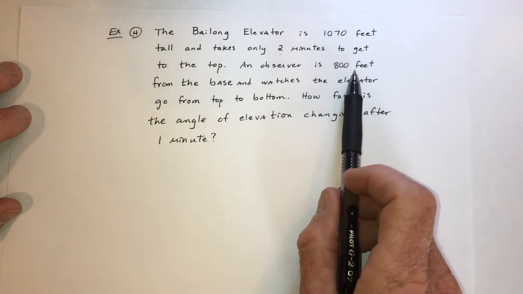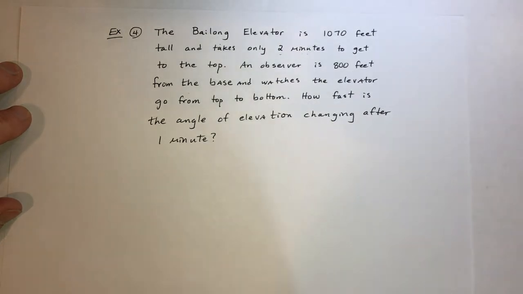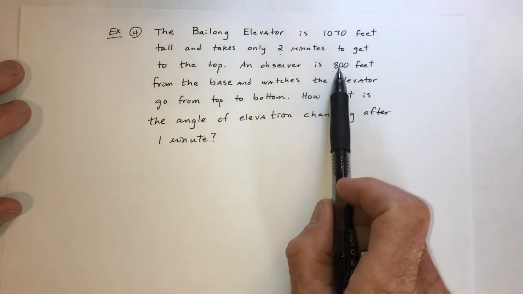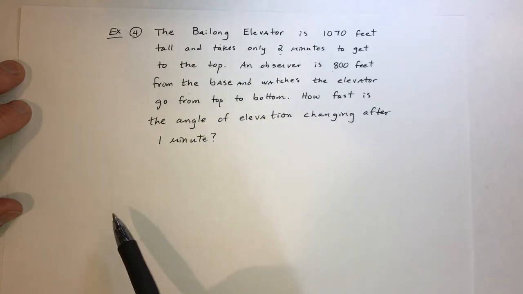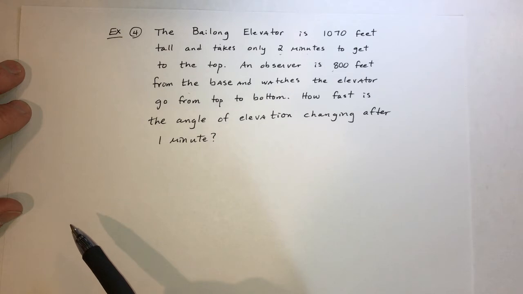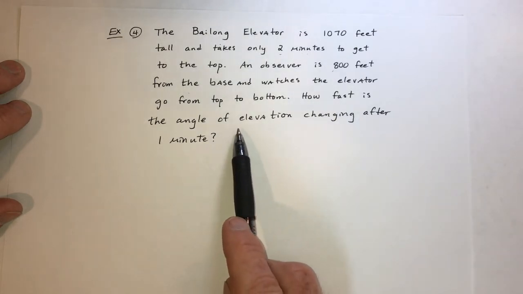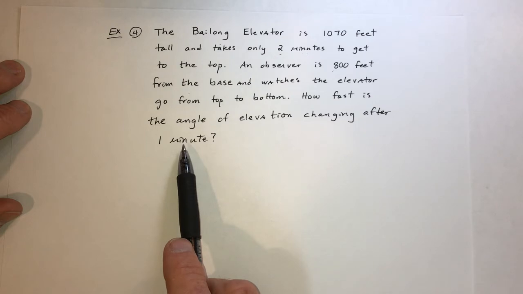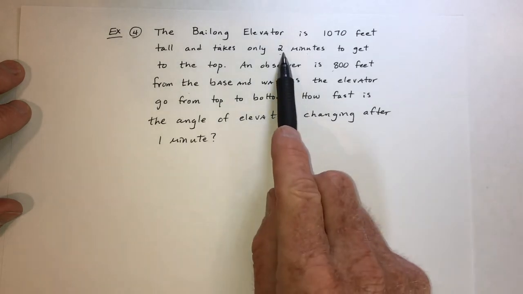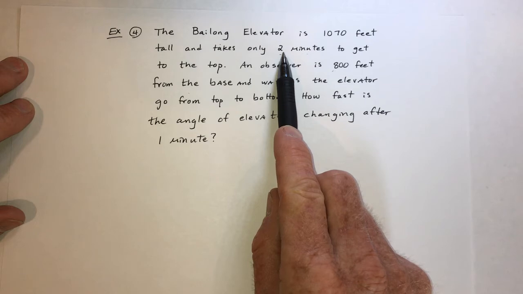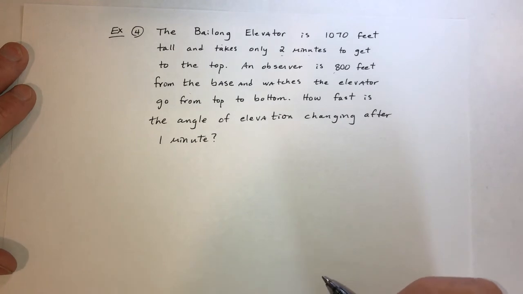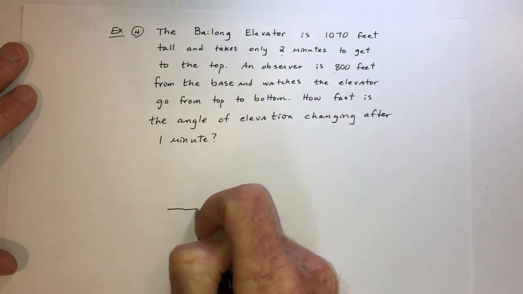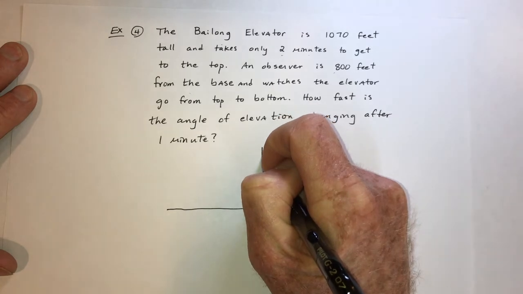Now let's say that somebody is standing 800 feet away. They're waiting their turn, there's a line. This thing takes up to 20,000 people a day. Anyway, so they're waiting in line, they're 800 feet away from the base, and of course, they watch the elevator go from the top to the bottom, from the bottom to the top. So how fast is it changing after 1 minute? Because it's 1 minute, that means they're going to be halfway through, and because it's halfway, it doesn't really matter if it's going from the top to the bottom or bottom to the top. All right, let's say that this is the ground and this is the elevator.